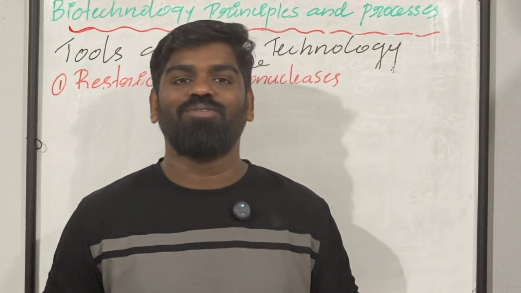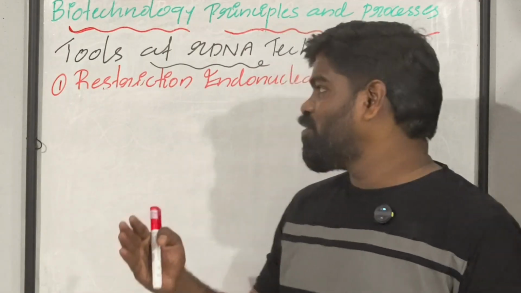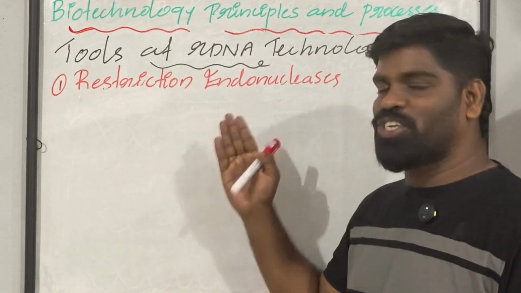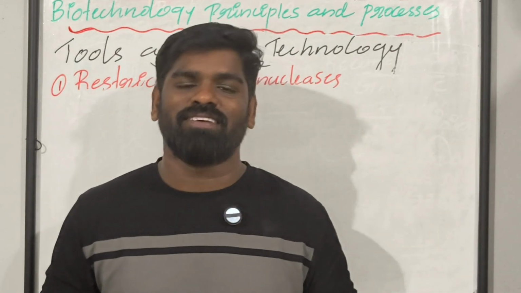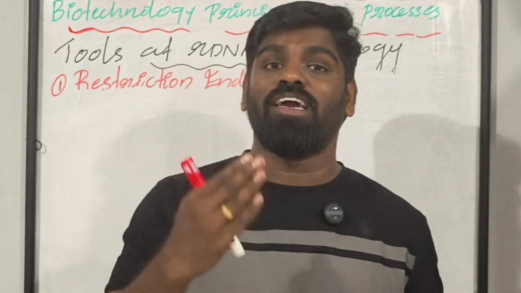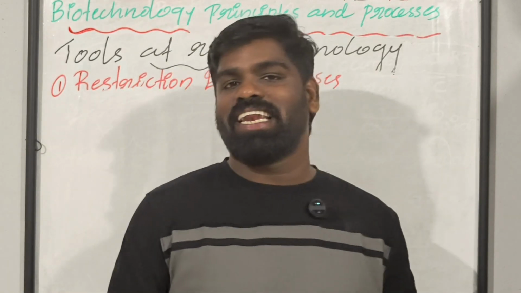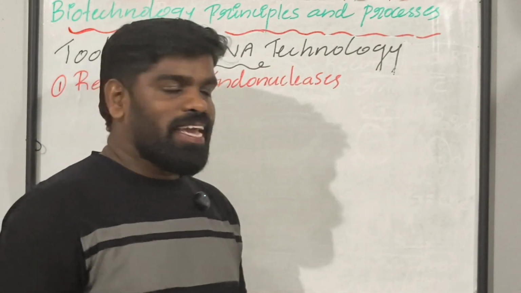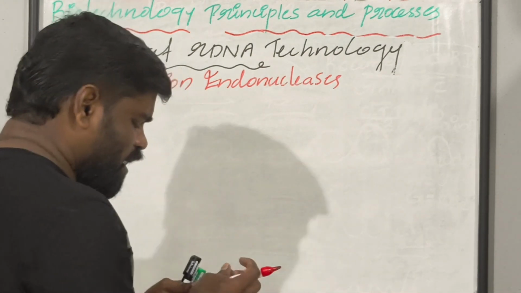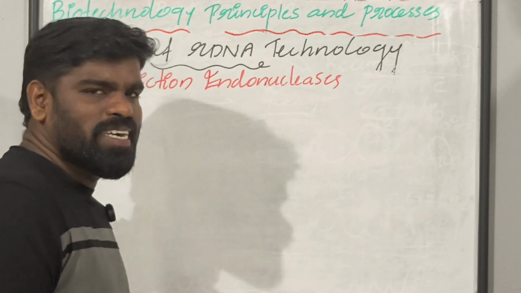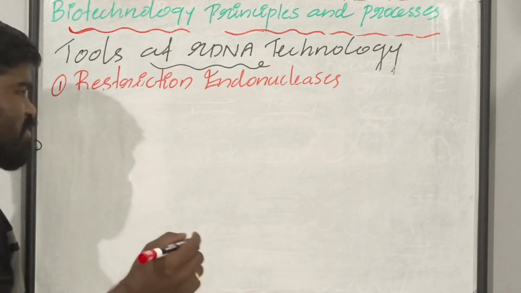The first tool of making a recombinant DNA that we are going to discuss is restriction endonucleases, or we can say the molecular scissor. Molecular scissor for cutting DNA. Now, in restriction endonucleases, first we have to discuss the discovery or history of restriction endonucleases.